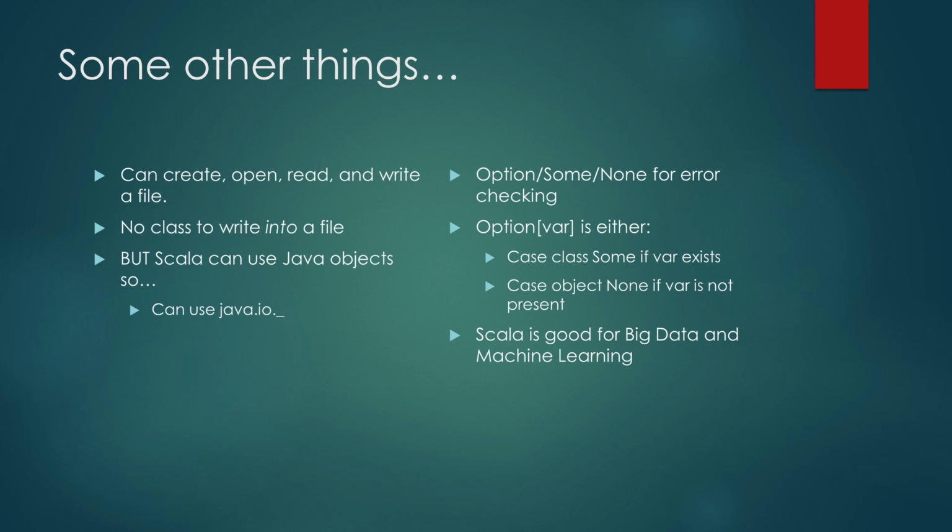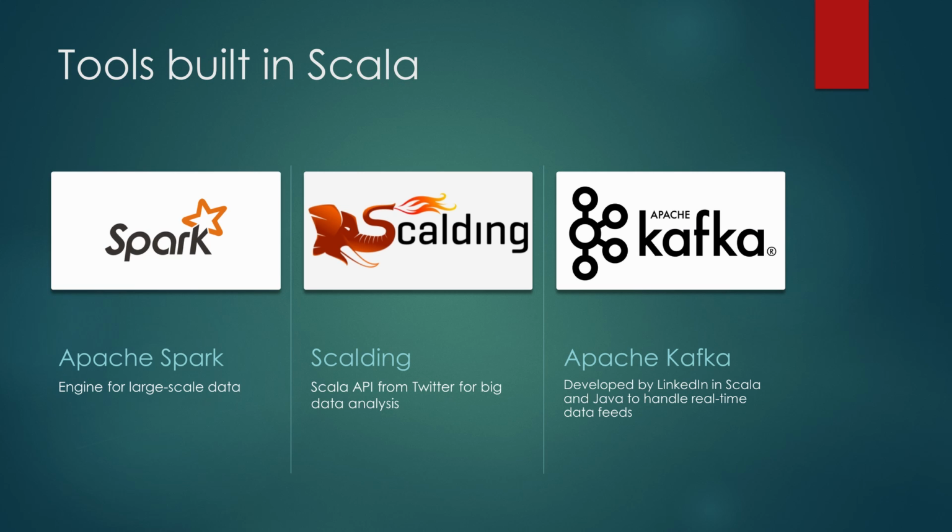A lot of important and useful tools for this data are intentionally built in Scala. Some of these tools are Spark, Scalding, and Kafka. Apache Spark is a general-purpose engine for large-scale data processing that is very fast. Scalding is a Scala API developed by Twitter to provide functional operations to be used in typical analysis scenarios regarding big data. Apache Kafka was developed by LinkedIn in Scala and Java to provide a high-throughput, high-efficacy platform to handle real-time data feeds. All in all, Scala is a general-purpose programming language that combines object-oriented and functional programming, and its functional aspects allow for revolutionary platforms written in Scala to be used for big data.